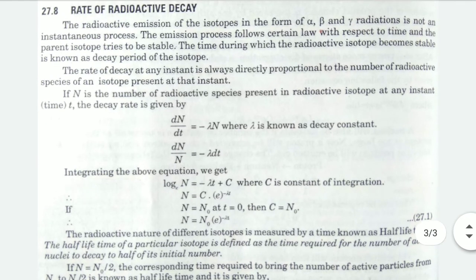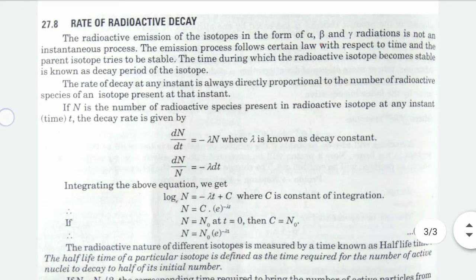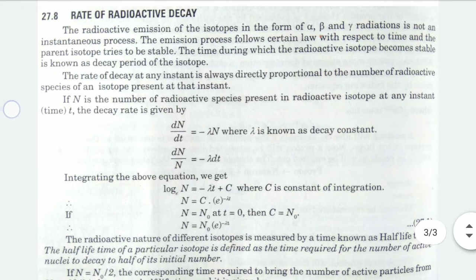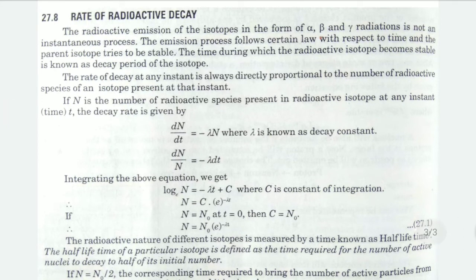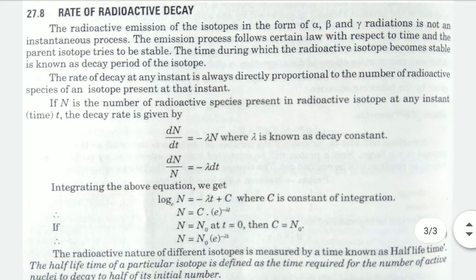The rate of decay, or half life. The radioactive emission of alpha, beta and gamma radiation from isotopes is not an instantaneous process. It is a continuous process. The emission follows a certain law with respect to time, and the parent isotope tries to become stable. Until the atom is stable, energy is released, and when it is stable, the energy release stops. The time during which a radioactive isotope becomes stable is known as the decay period.